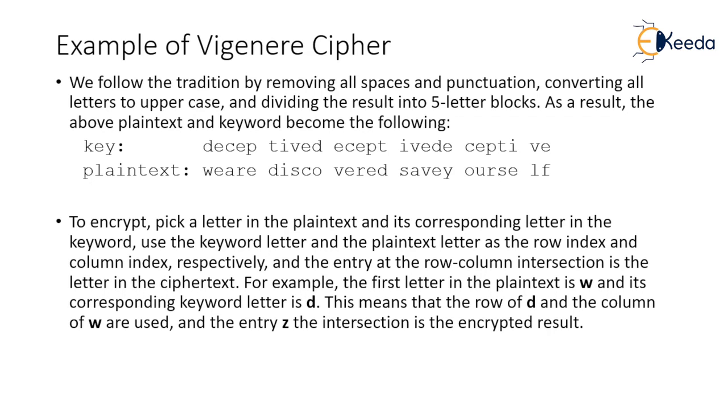Now to encrypt, we just have to pick a letter in the plain text and its corresponding letter in the keyword. Use the keyword letter and the plain text letter as the row index and the column index respectively. We use the keyword letter, that is the letter D, as the row letter and the plain text letter, that is the letter W, as the column letter. And then we have to look into that big matrix.